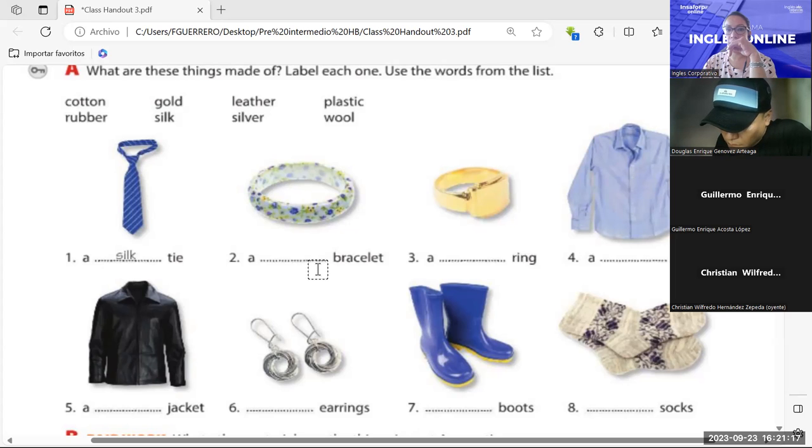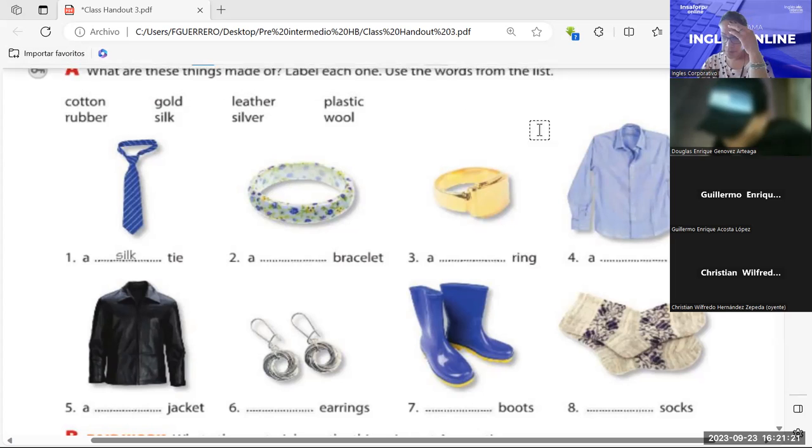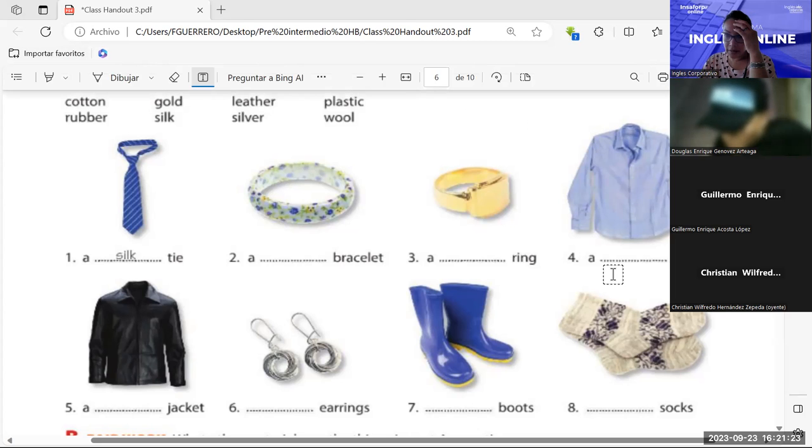Los dejaré unos minutitos. Solo atiendo algo. Okay, okay. Unos minutitos nada. Okay.